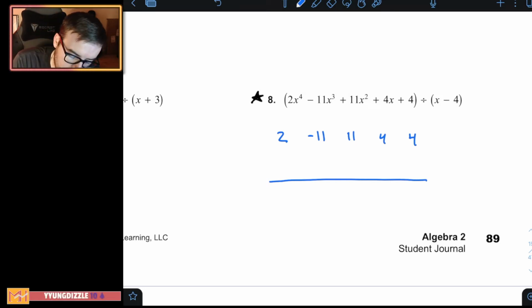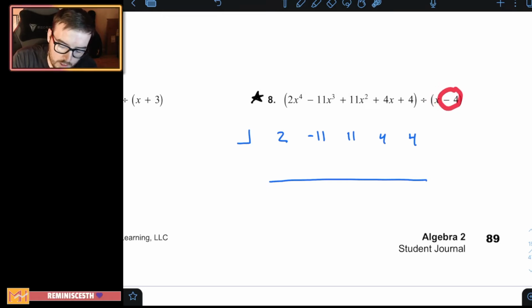And then off to the side, in a box, take a look at this. You see a -4, correct? Let's put a +4 in the box. And here's the process of synthetic division. So this is like a little shortcut. Instead of doing polynomial long division every single time, this is our shortcut, synthetic division.